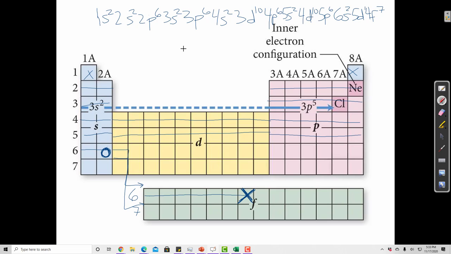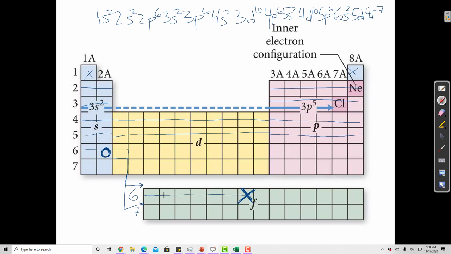All right, so I don't need to know what element it is. I don't really need to know anything except its position in the periodic table. Which one of these am I talking about? I need to know the S block, the D block, the P block, and the F block. And I need to know that when I'm in the fifth row, I'm talking about 4D. When I'm in the sixth row, I'm talking about 4F.